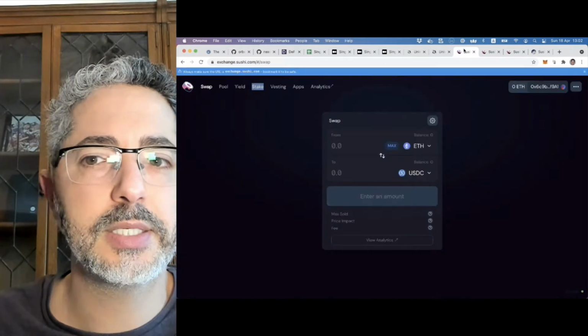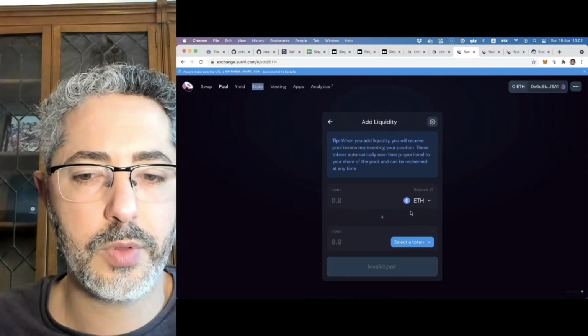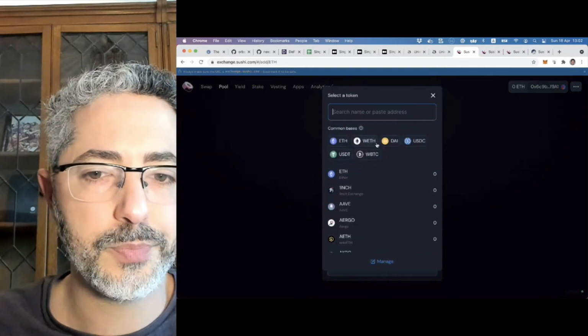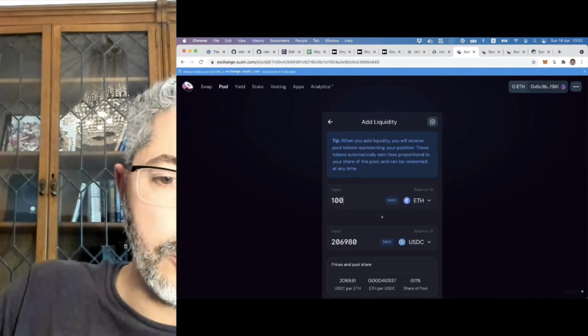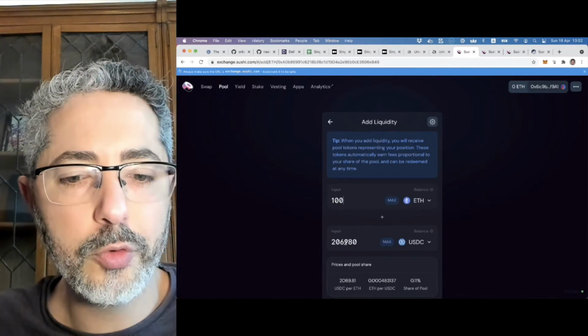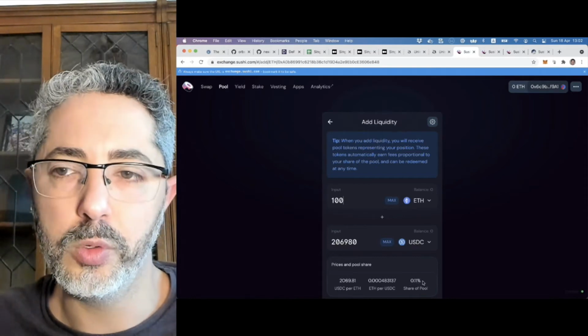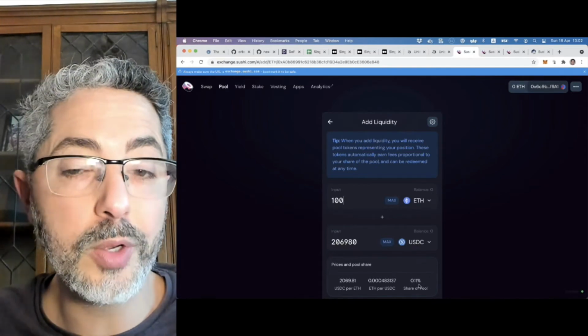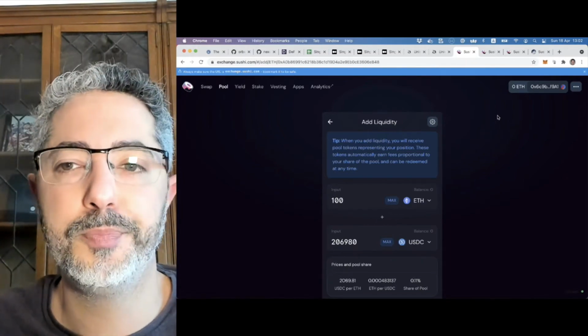So if I did add liquidity, let's go to add liquidity. One second, let's do this again. Let's say that I have 100 Ether and $200,000. This will get me a 0.1% share of the pool. So I'm going to get a 0.1% share of all the fees from the platform.